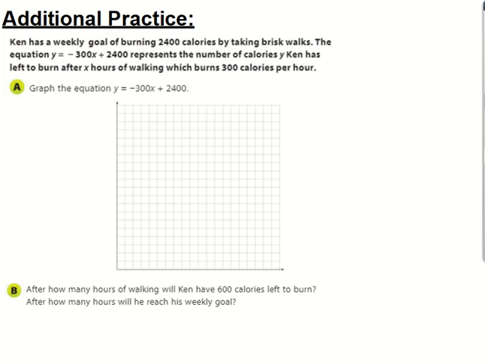All right, so we have a story problem. It says, Ken has a weekly goal of burning 2,400 calories by taking brisk walks. The equation y equals -300x plus 2,400 represents the number of calories y Ken has left to burn after x hours of walking, which burns 300 calories per hour. All right, so they already gave us the equation, so here's our slope, and here is our y-intercept.